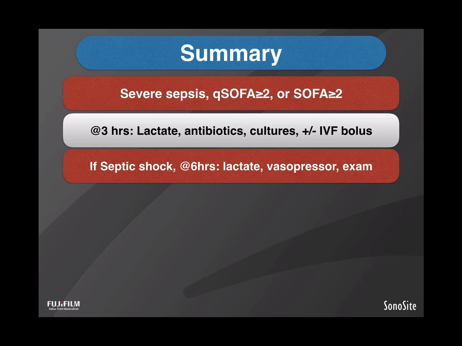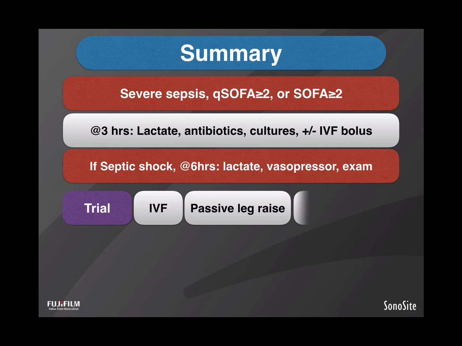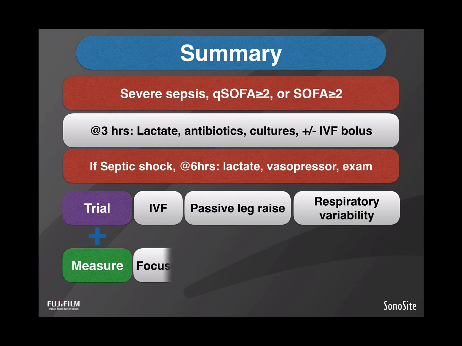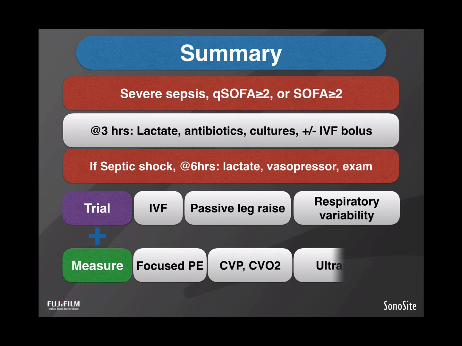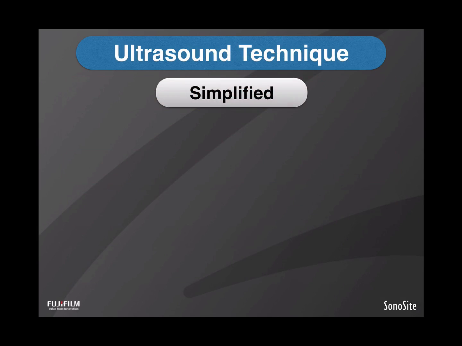Remember that for any exam, we have a trial method like the fluid challenge, passive leg raise, or respiratory variability. And then we have the measurement itself, which can be either the focus exam for tissue perfusion, invasively derived measures like CVP or CVO2, or bedside ultrasound. There are 2 ultrasound protocols. The first is the Simplified method.